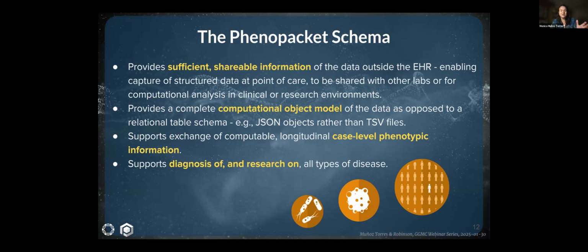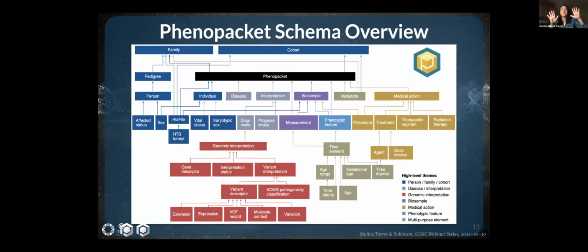And this schema supports the exchange of computable and longitudinal case level phenotypic information, as well as diagnosis and research on all types of diseases. This includes Mendelian and complex genetic diseases, cancers, and infectious diseases as well. And this is perhaps an overwhelming figure, and you can explore this one in detail.